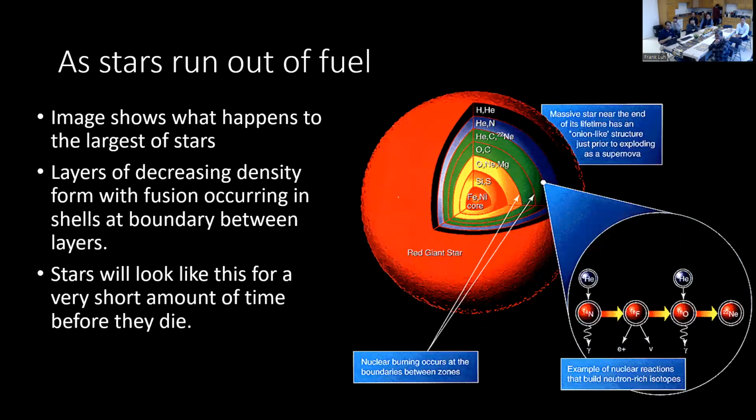So now we're reaching the end. For the largest of stars, you'll have interesting things like this, where you'll get layers of materials as density gradients form. You'll have basically cores of the heaviest elements, iron, and then as they go out, you get lighter and lighter elements, and you'll have fusion occurring on these layers, kind of like an onion. This is generally the last moments of a star's life, and basically it looks like this for a very short time before it dies, and they can die in quite a variety of ways.